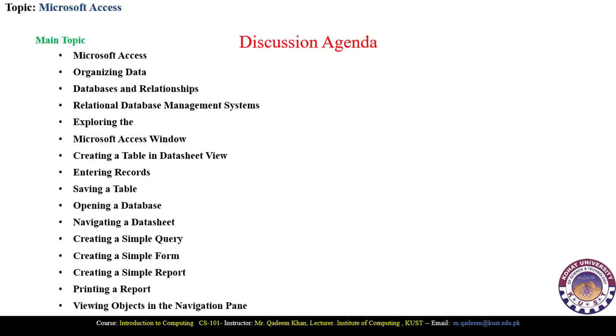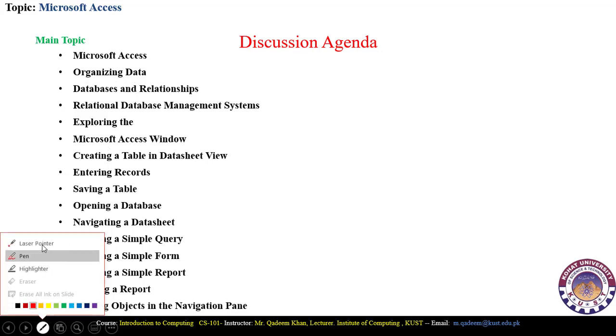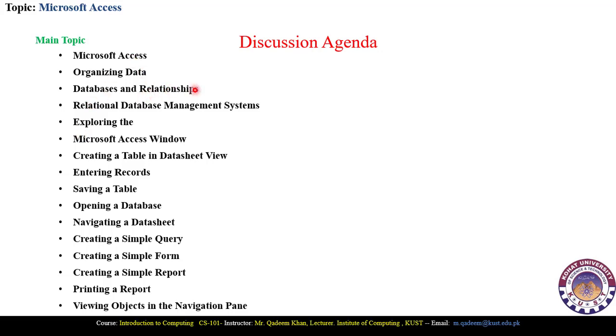This is the discussion agenda. It contains many topics including what is Microsoft Access, how we can organize data inside of Microsoft Access, and then we have databases and relationships in Microsoft Access, relational database management systems, exploring the Microsoft Access windows, and creating a table in the datasheet view, entering records in the tables, and then saving the tables, opening a database, navigating a datasheet, and then creating sample queries.